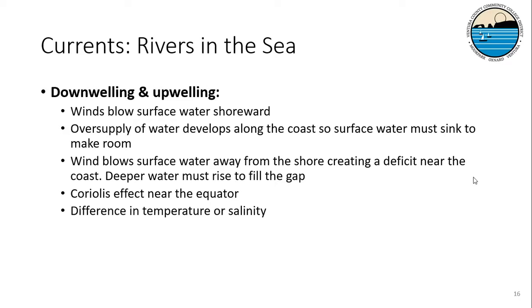We also have wind that can blow surface water shoreward. Another example is when we have an oversupply of water that develops along the coast or surface of water, and that must sink in order to make room. So this is where we have a large storm event, where you have a big rainfall and an influx of fresh water into the ocean, for example. We can also have wind that blows surface water away from the shore, creating a deficit near the coast, and therefore deeper water must rise to fill that gap. And of course, we just talked a little bit about the Coriolis effect near the equator.